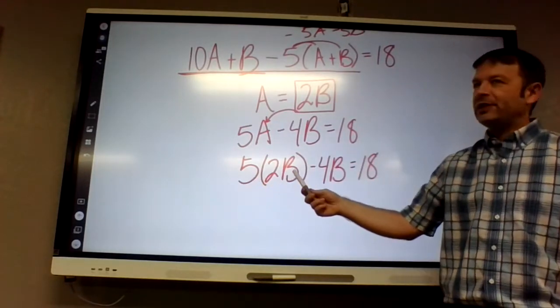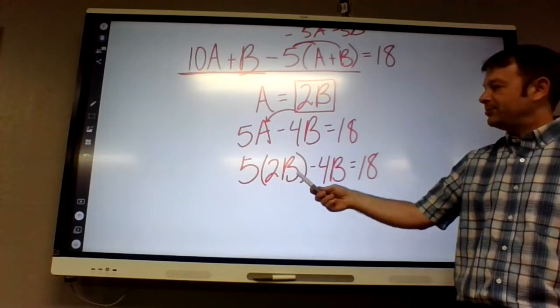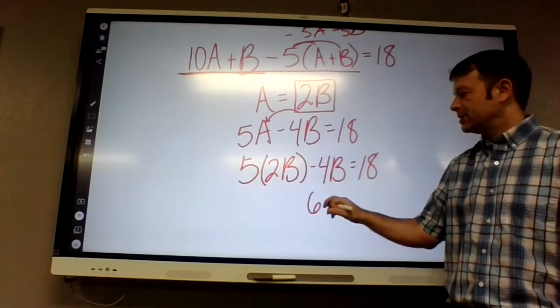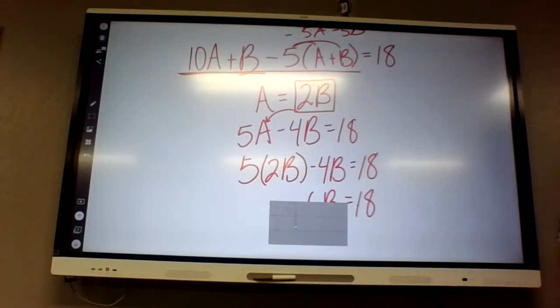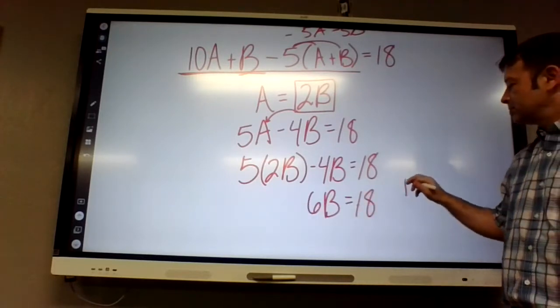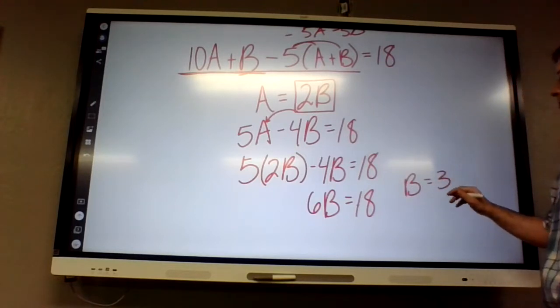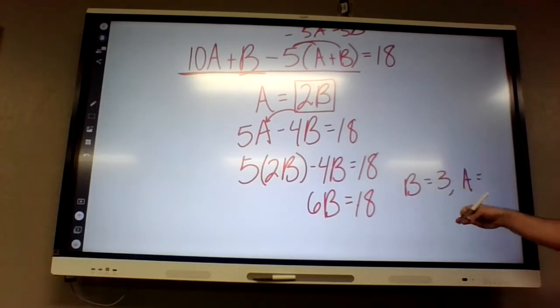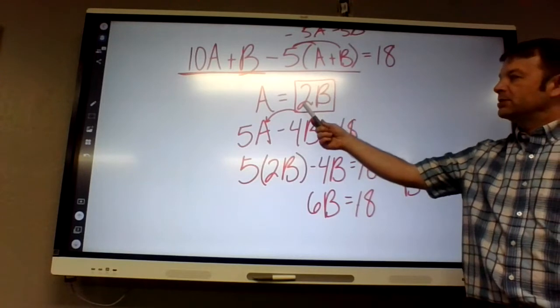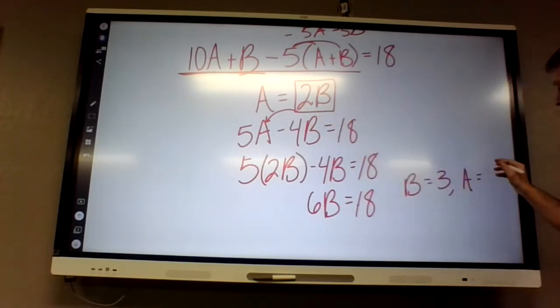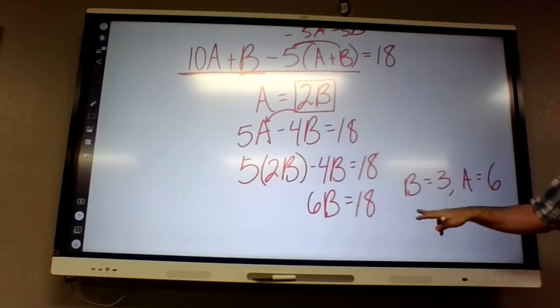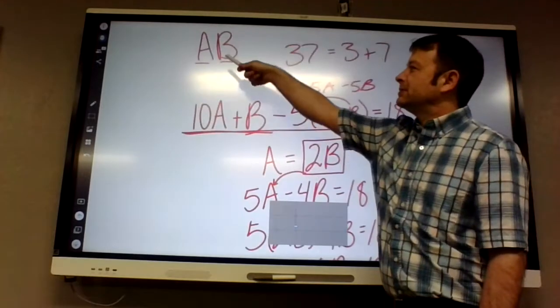So 5 times 2B minus 4B equals 18. What's 5 times 2B? 10B minus 4B equals 18. So B is 3. If B is 3, what's A? 6. And what's my answer? 63.